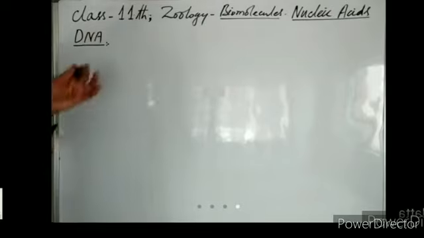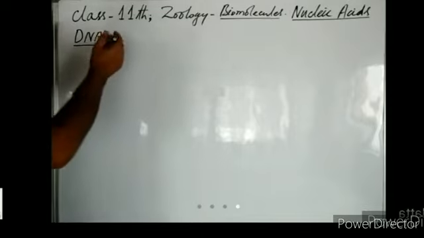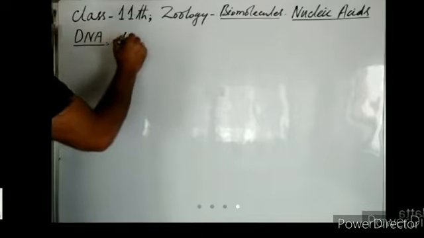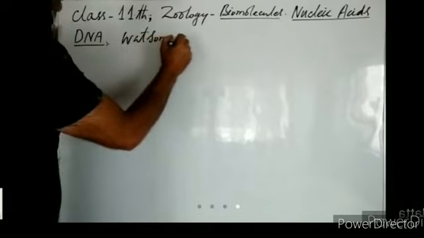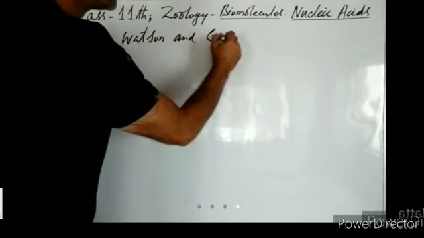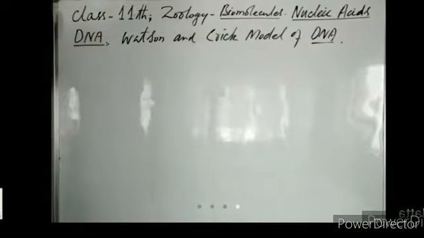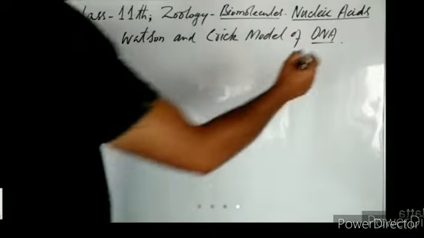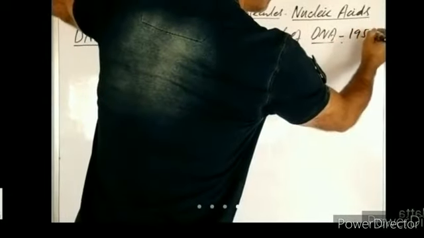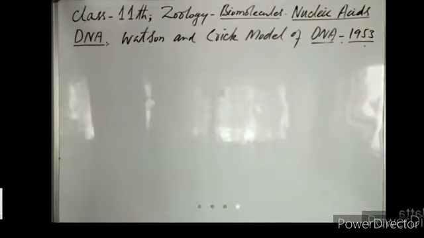Now, today we are going to discuss the structure of DNA as proposed by Watson and Crick, the Watson and Crick model of DNA. What is the full form of DNA? Deoxyribonucleic acid. Watson and Crick proposed this model in 1953. According to them, DNA is a double helical structure formed of two strands. A strand is here known as a helix.